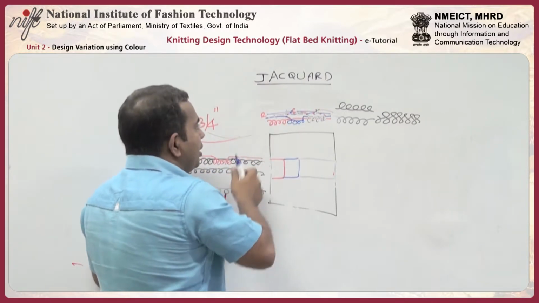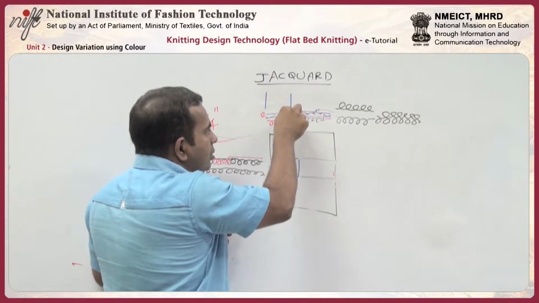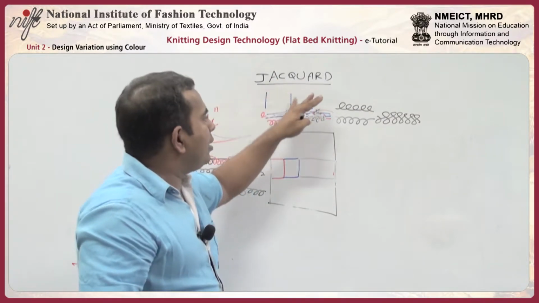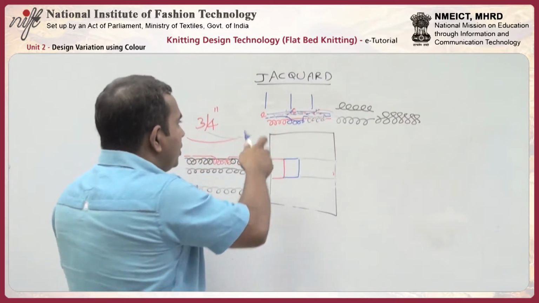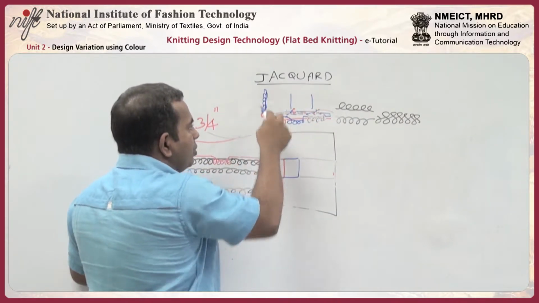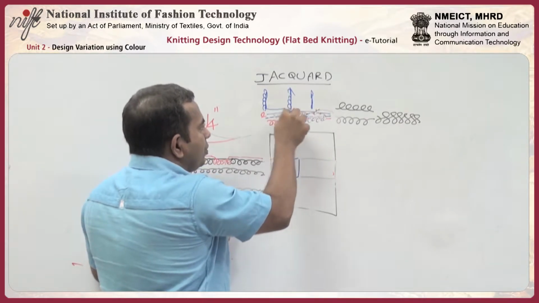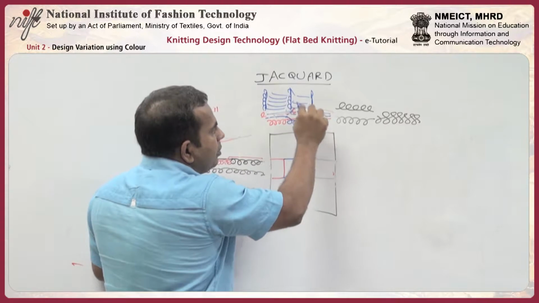So no floats would be longer than those two regular intervals. Let's say we have selected needles here, here, here. So all the loops will end here, again we will have loops here. So that means here you will have a series of loops in these areas with different colors, and here you will have floats in between at the back.